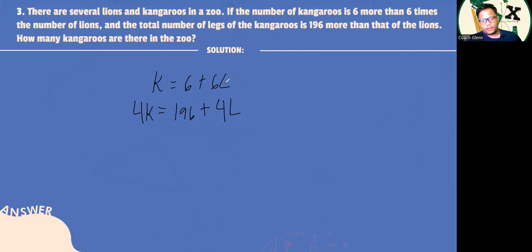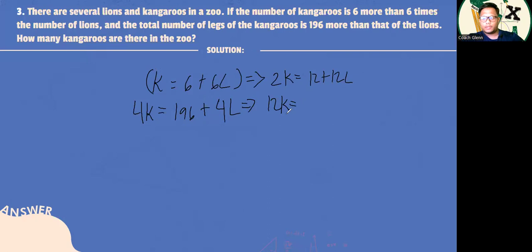The first thing we want to do here is get rid of our L, because we want to solve for K. To do that, from the first equation, we can multiply this by 2. So this becomes 2K is equal to 12 plus 12L. Meanwhile, the second equation, we can multiply with 3. So this will become 4 times 3, that's 12K.